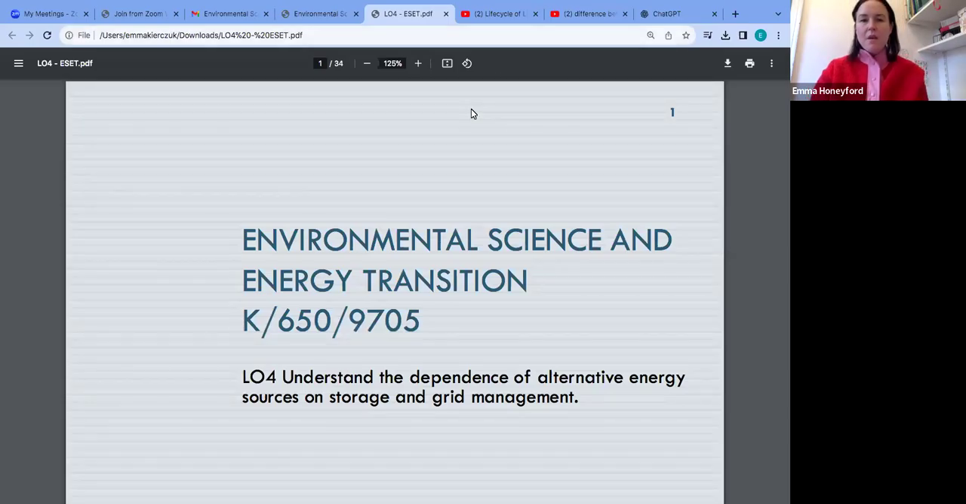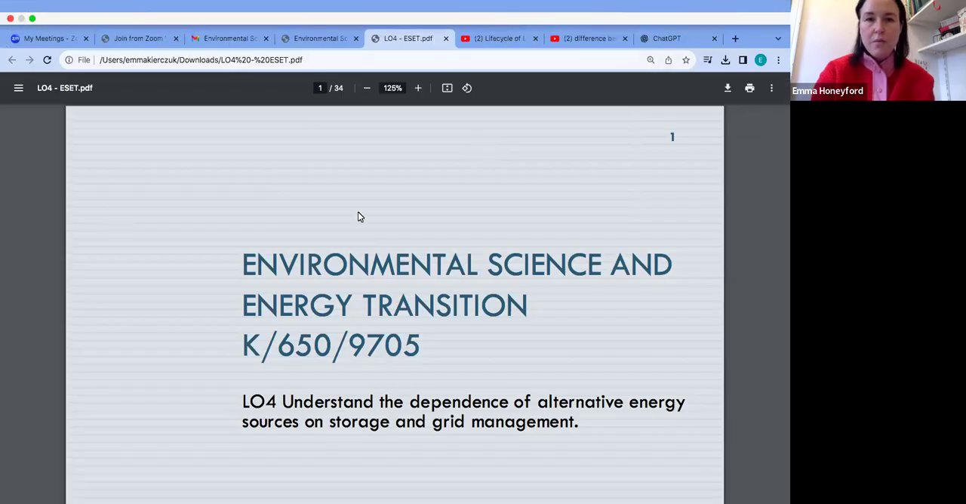Okay, so welcome to the unit of Environmental Science and Energy Transition. Today, so this is learning outcome 4, Dahlia. So this is all around understanding the dependence of alternative energy sources on storage and grid management. So I'm just going to go over the different learning outcomes required for this unit.